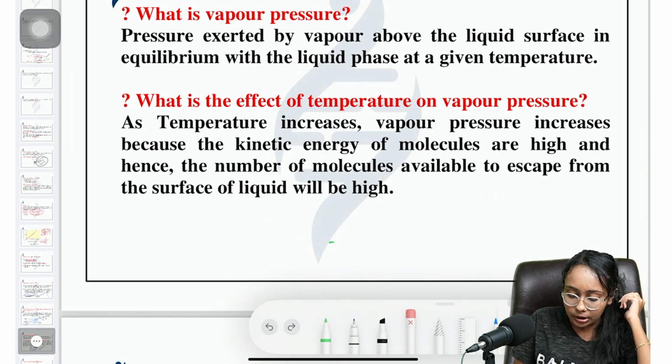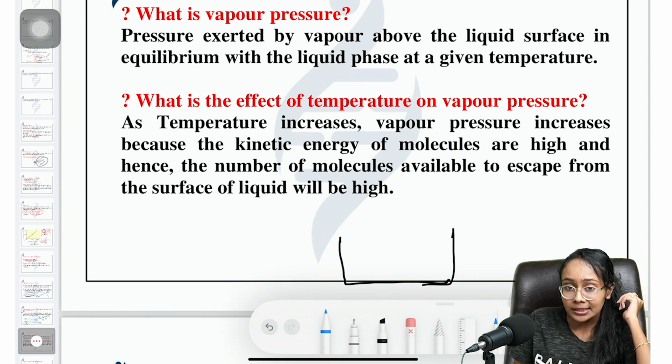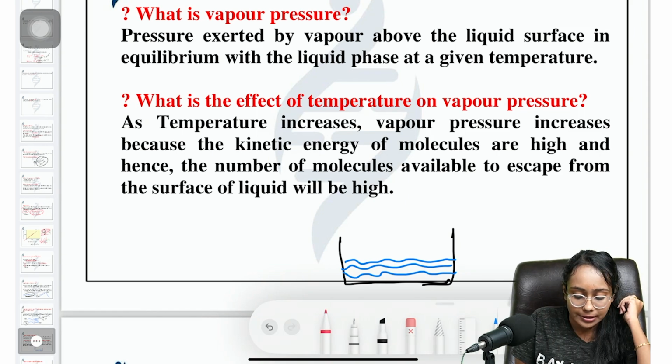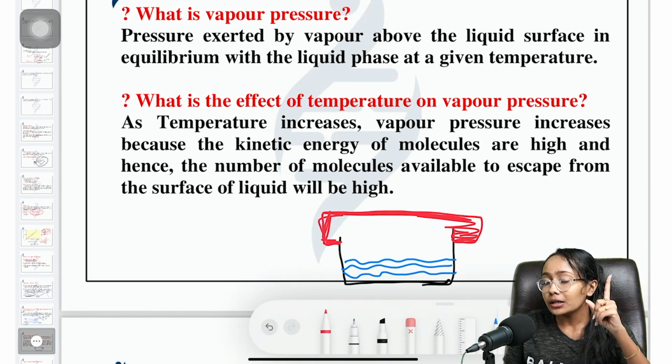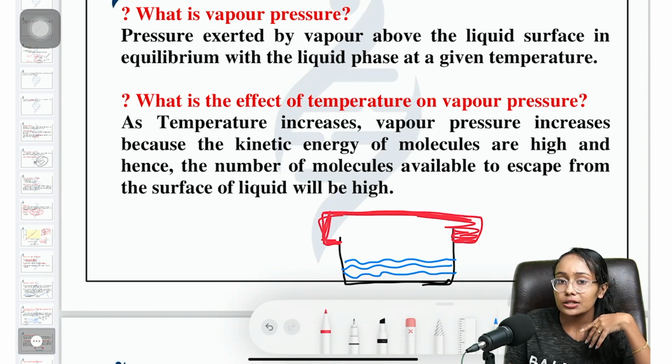I have a container. Let this be the container. I'm filling it with volatile liquid, okay? This is a volatile liquid. I'm going to seal this container so that the volatile liquids won't be able to escape. But still, the volatile liquid has a tendency to evaporate or escape.